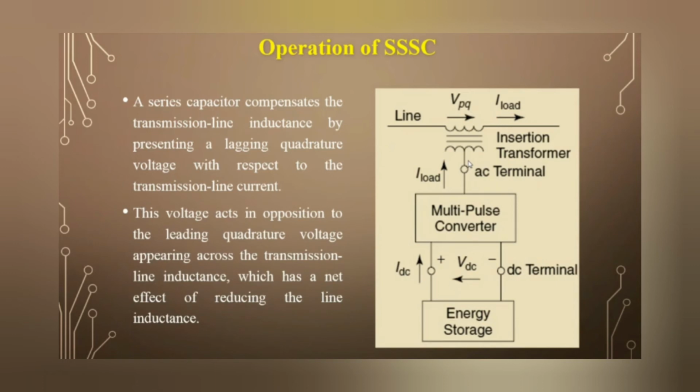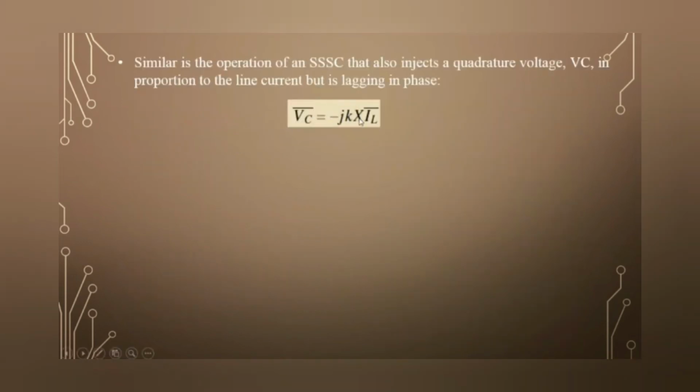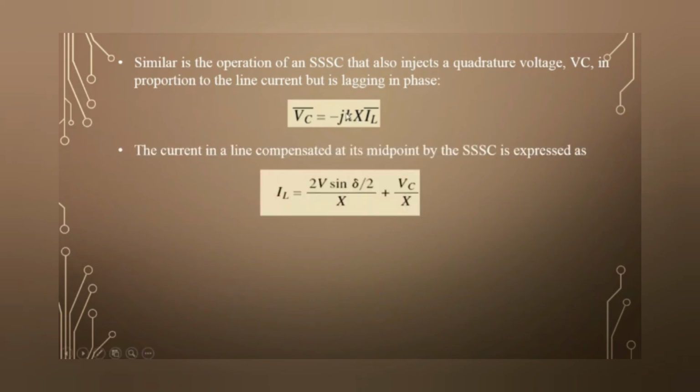Similar is the operation of an SSSC, which also injects a quadrature voltage, called VC, into the transmission line. VC is calculated using this equation: VC = -jKXIL, where IL is your load current, X is your line reactance, and K is your degree of compensation. So the current in a line compensated at its midpoint by the SSSC is given by IL = 2V sin(delta/2)/X + VC/X.